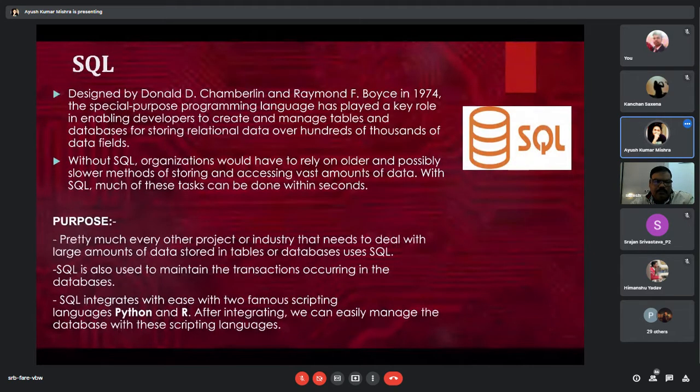Coming to its purpose, pretty much every other project or industry that needs to deal with large amounts of data stored in tables or databases uses SQL. SQL is also used to maintain the transactions occurring in the databases. SQL integrates with ease with two famous scripting languages, Python and R. After integrating, we can easily manage the database with these scripting languages.